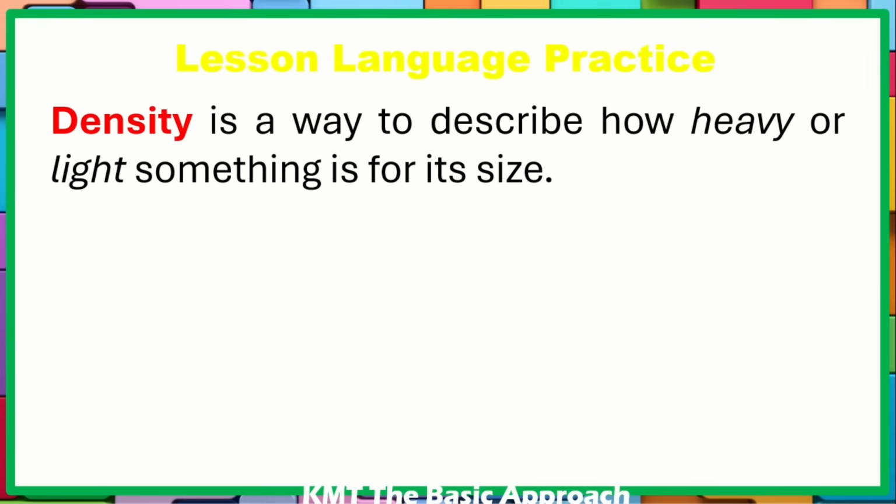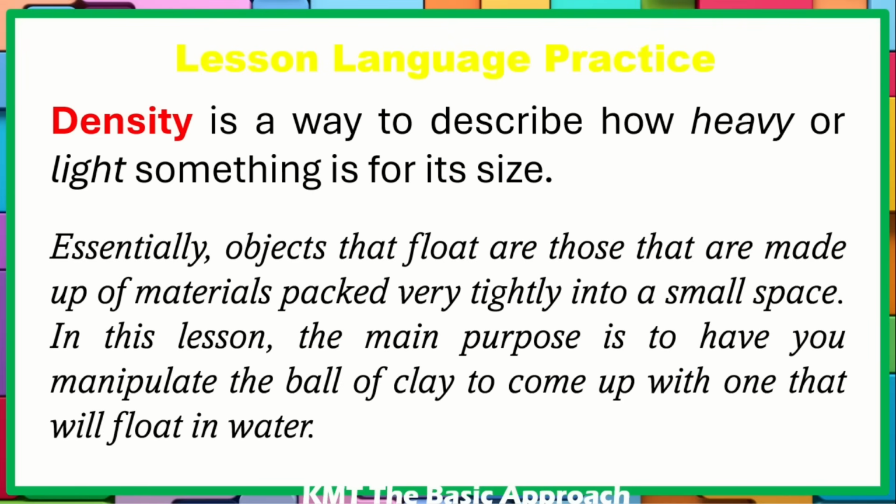Now let's learn that density is a way to describe how heavy or light something is for its size. Essentially, objects that float are those that are made up of materials packed very tightly into a small space. In this lesson, the main purpose is to have you manipulate the ball of clay to come up with one that will float in water.